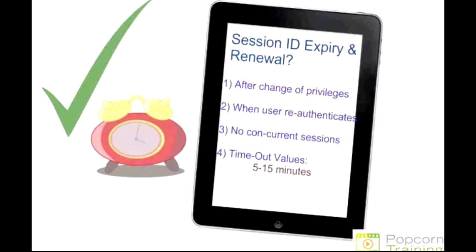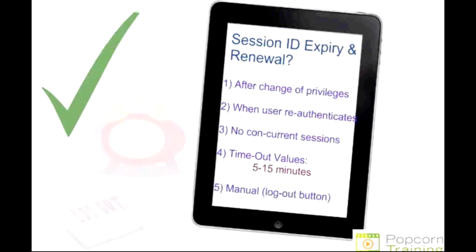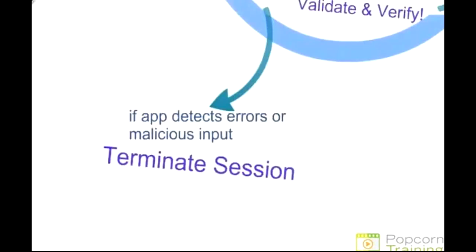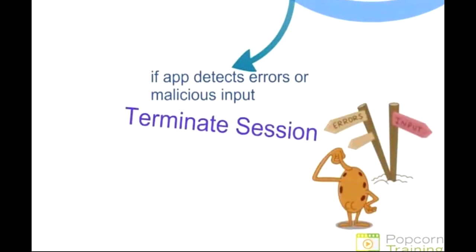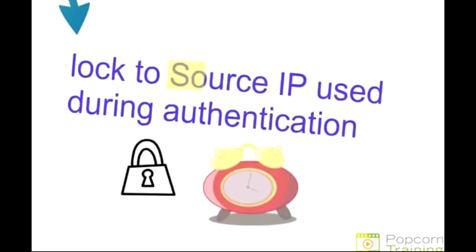Security-savvy users might want to actively close their session, so we should always provide a visible logout button to manually close the session. But don't forget, session IDs must be considered untrusted, just like any other client-side input, so they must be validated and verified. Should the app detect any possible attacks, such as authorization errors or malicious inputs, it should automatically terminate the sessions. Where possible, the application should also lock a session to the source IP address that was used during authentication.